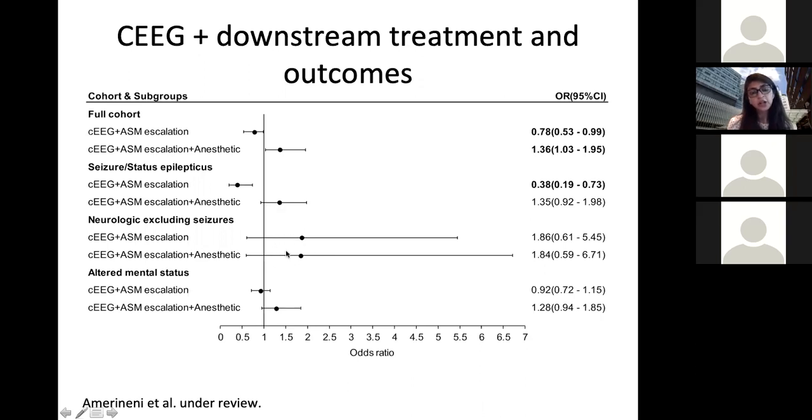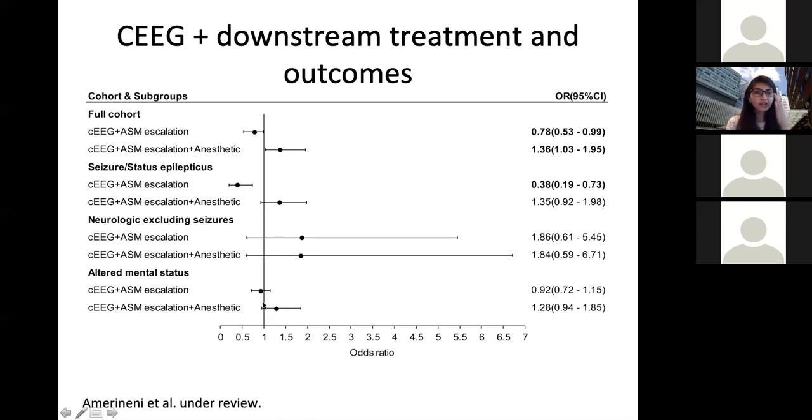Among neurologic patients who did not have seizures, so this is our cohort of patients that have periodic and rhythmic patterns who underwent EEG monitoring, seizure medication escalation, regardless of whether or not these patients received anesthetic medications, showed higher odds for discharge mortality. And then in the altered mental status group, the odds for discharge mortality were not significantly different across those who were treated with seizure medications, with or without anesthetics.